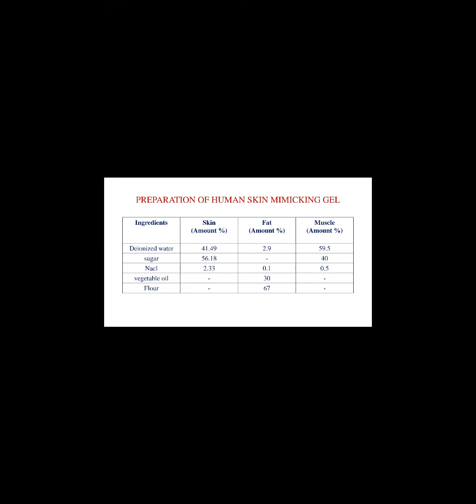Similarly, we are using mussels. They can also have a deionized water percentage of 59.5 and sugar percentage 40. And that salt, NaCl, we are getting 0.5. This is a preparation of human mimicking gels.